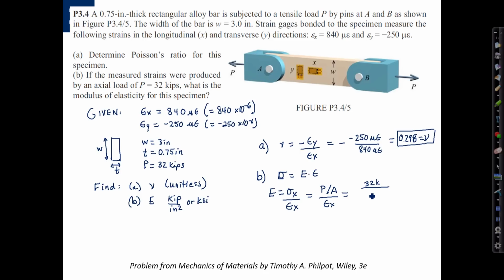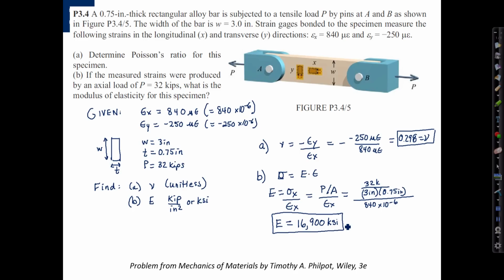The cross-sectional area can be calculated from W times T, 3 inches times 0.75 inches, and the whole thing divided by epsilon x, which I will write out as 840 times 10 to the minus 6th. Plugging all that into our calculator, we would get E equals about 16,900. I'm only going to carry the first 3 digits. Don't want to express the answer in too many significant digits.